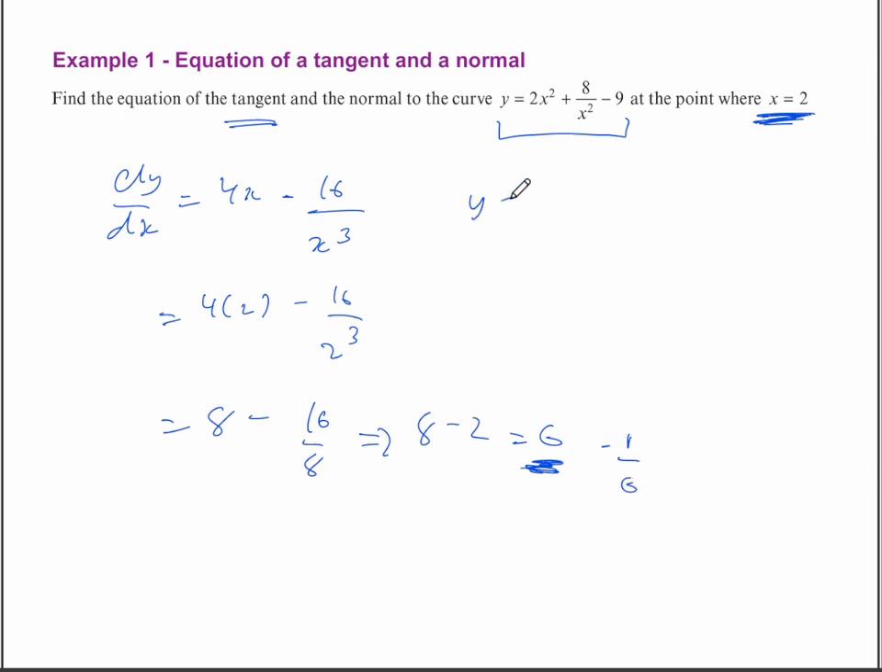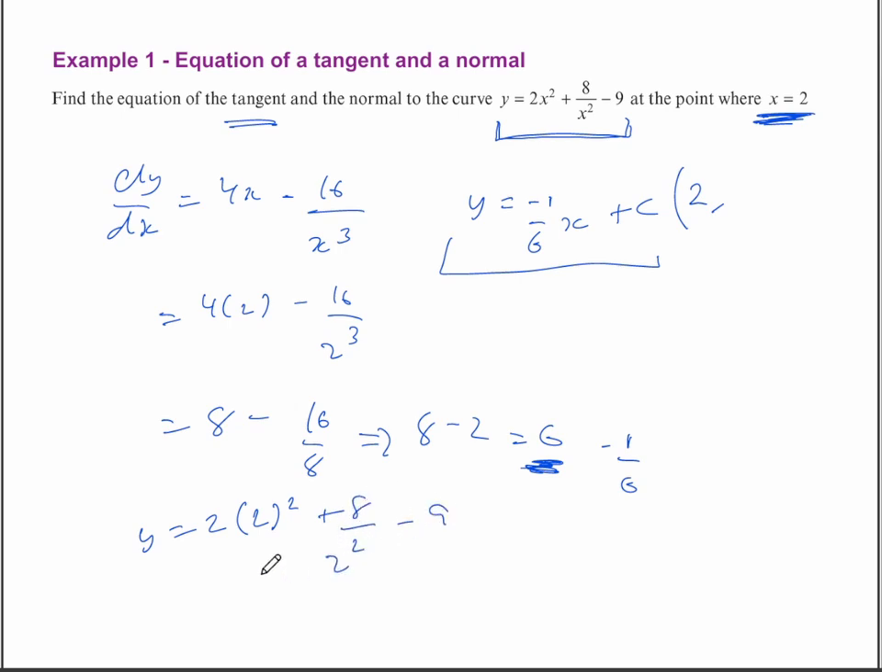So at the moment we have y equals negative 1 over 6 x plus c for the equation of the normal. To get our value of c, what we can do is put in the value of x as 2, and we need the value of y at that point where x equals 2. To find that, we can just put the 2 into the original equation. So we have y equals 2 times 2 squared plus 8 over 2 squared minus 9. That's going to give us 8 plus 2 minus 9, which is going to give us 1. So our y value is going to be 1 at the point where x is equal to 2.